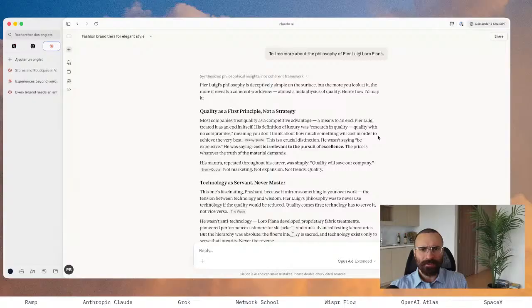He wasn't saying be expensive. He was saying cost is irrelevant to the pursuit of excellence. The price is whatever the truth of the material demands. His mantra repeated throughout his career was simply quality will save our company. Not marketing, not expansion, not trends. Quality. Cost is irrelevant to the pursuit of excellence. Quality with no compromise. Research and quality.